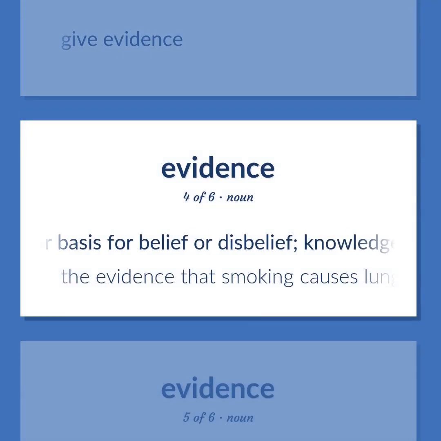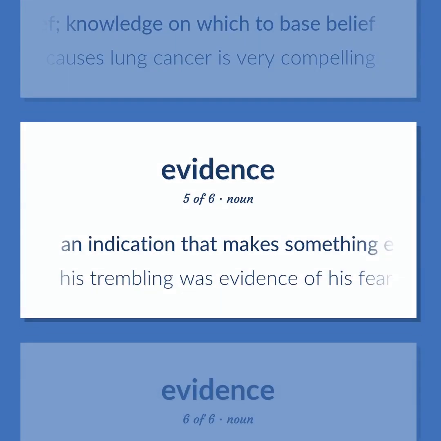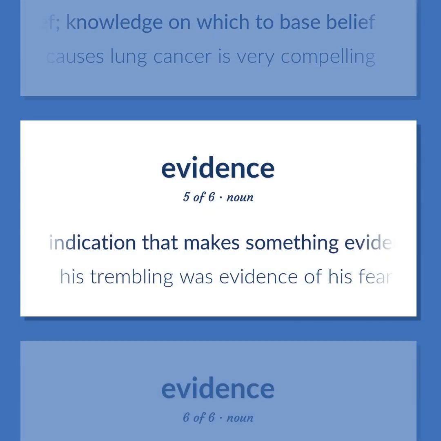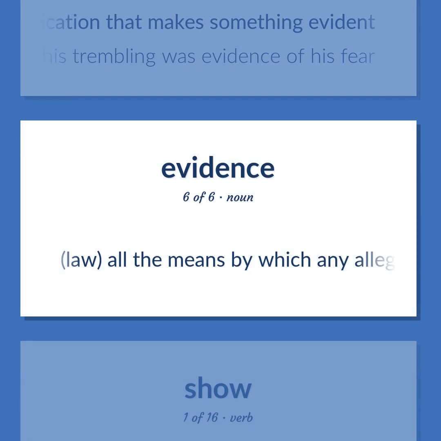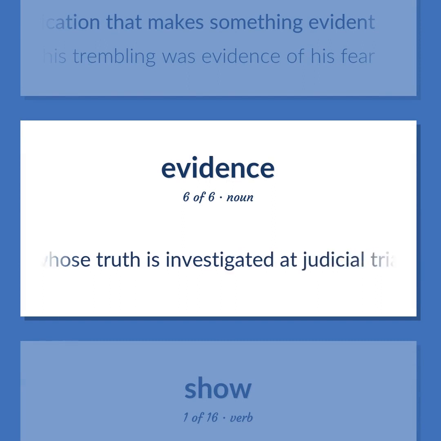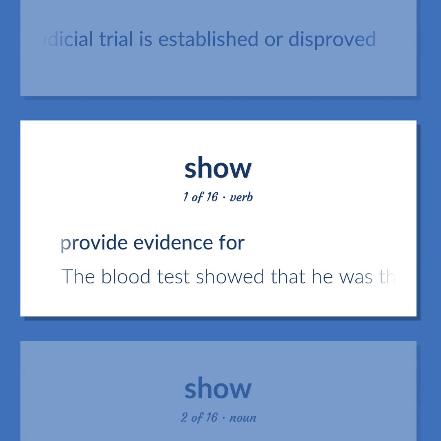Your basis for belief or disbelief. Knowledge on which to base belief. The evidence that smoking causes lung cancer is very compelling. An indication that makes something evident. His trembling was evidence of his fear. Law. All the means by which any alleged matter of fact whose truth is investigated at judicial trial is established or disproved. Provide evidence for. The blood test showed that he was the father.